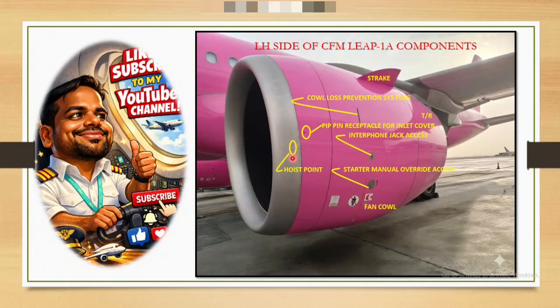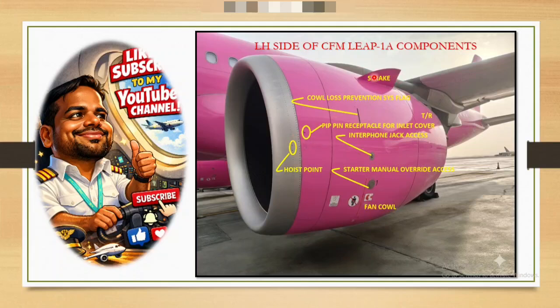There are two points. This is a CDL item. If it is missing, you have to make an entry for the CDL, configuration deviation list, and you have to install the blanking as per the maintenance manual. And this is your pin receptacle for the inlet cover. Once you put the inlet cover on, there will be some pins which will engage here. So this is a pin receptacle.